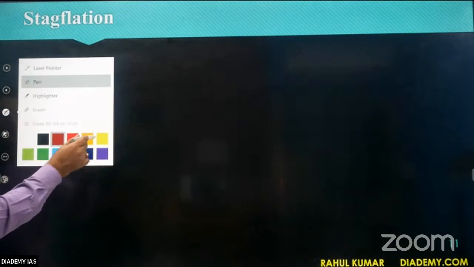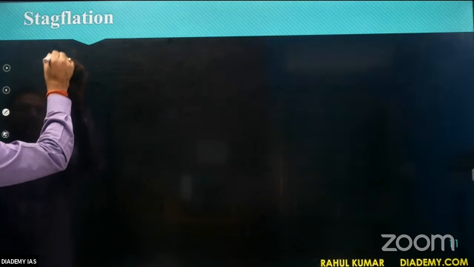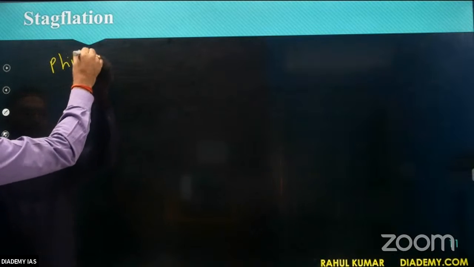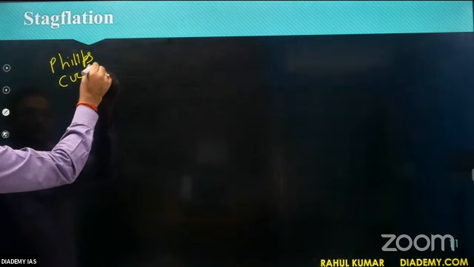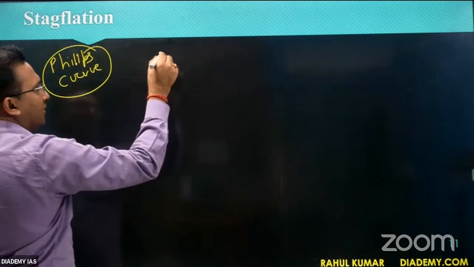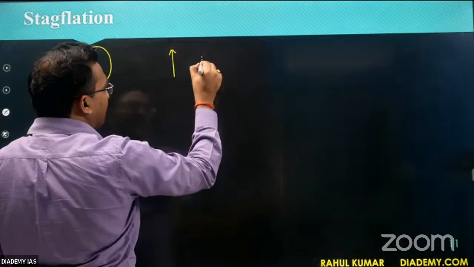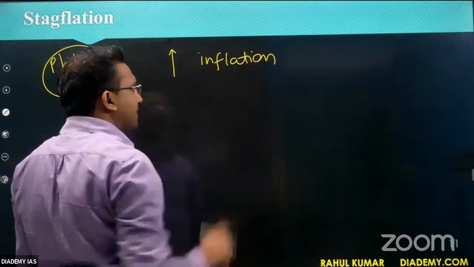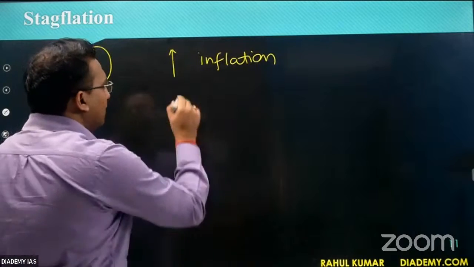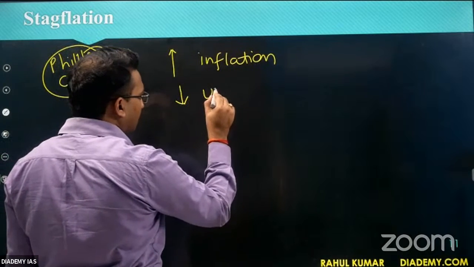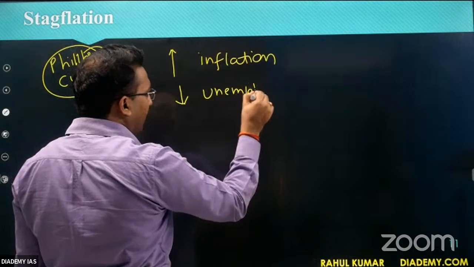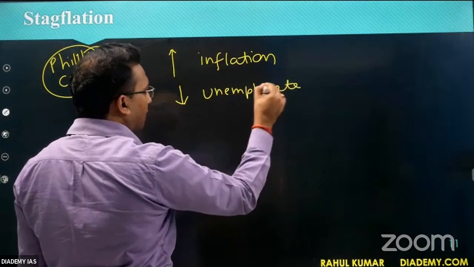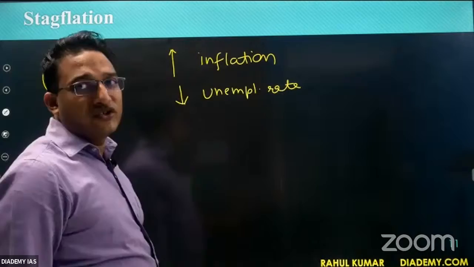Stagflation, okay. So first let us understand what the Phillips curve says. The Phillips curve says that if there is a rise in the prices, that is, there is inflation, then the unemployment rate will come down. There is an inverse relationship.